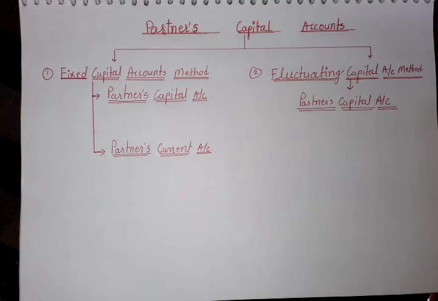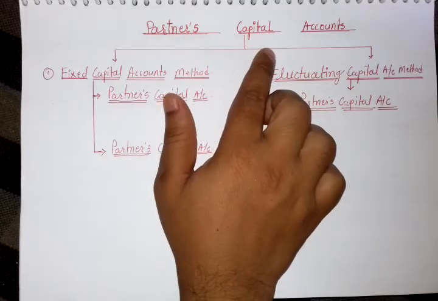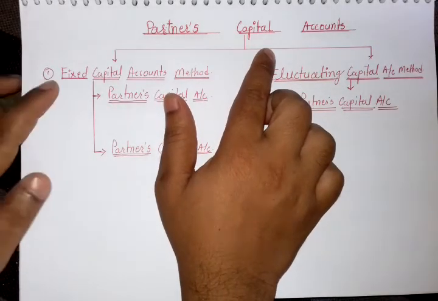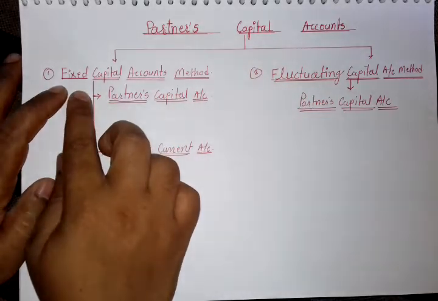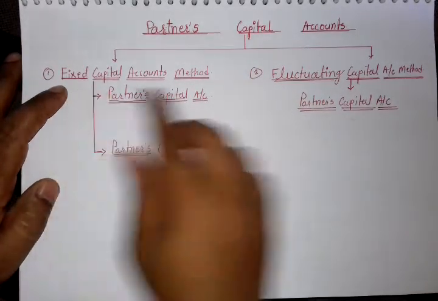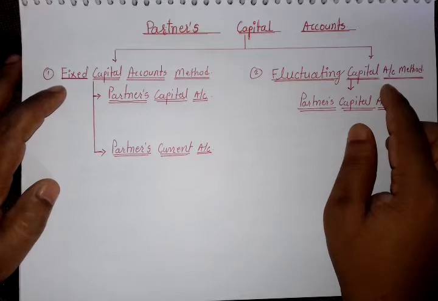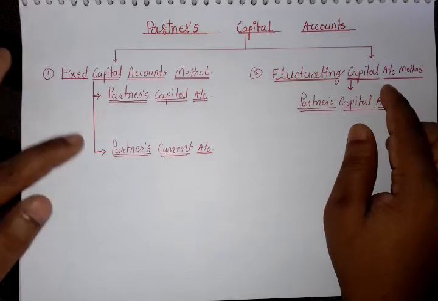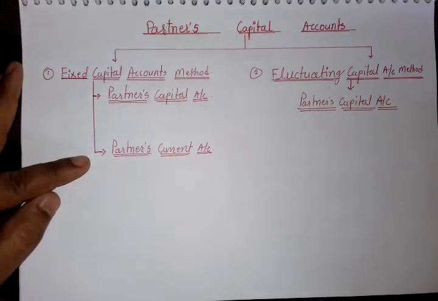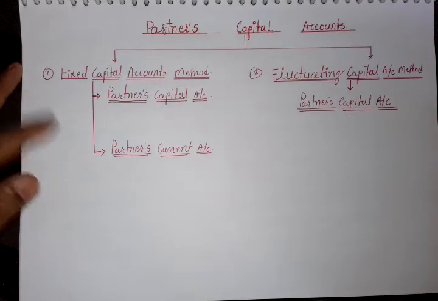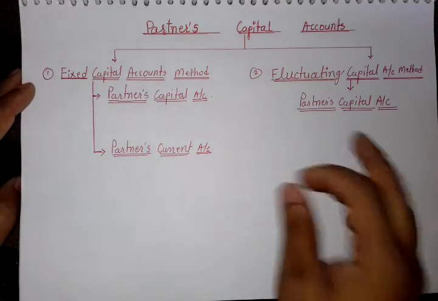Today I will teach you the second part of partnership fundamentals. Under this part I will teach you the second method of partners' capital account. See, partners' capital account has two methods. First is the fixed capital account method, and second is the fluctuating capital account method. The fixed capital method has two types of account: partners' capital account and partners' current account. And the fluctuating capital method has only one type of account: partners' capital account.